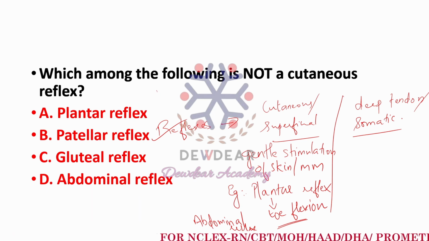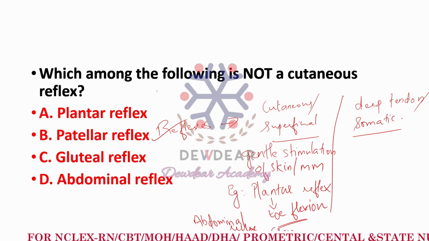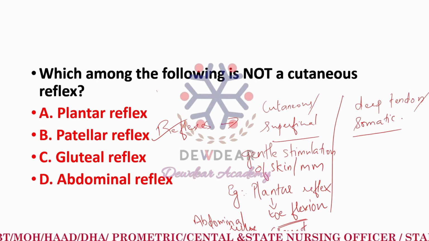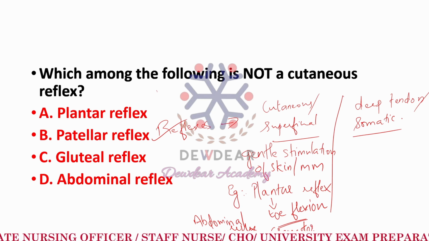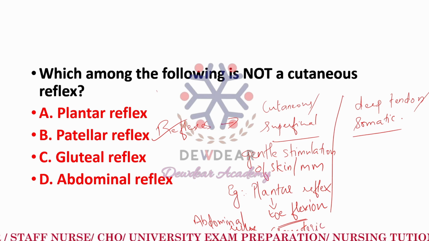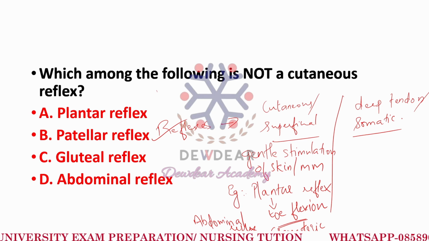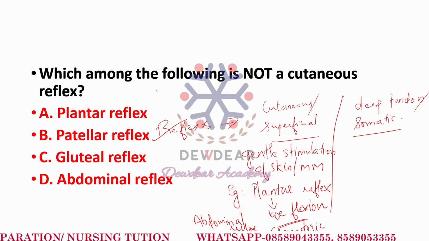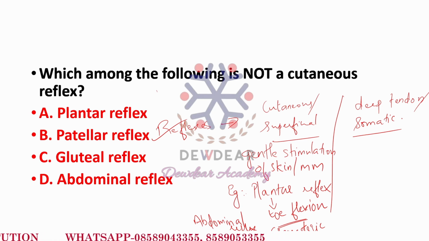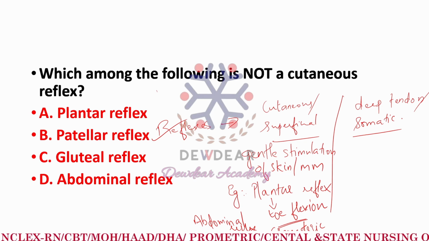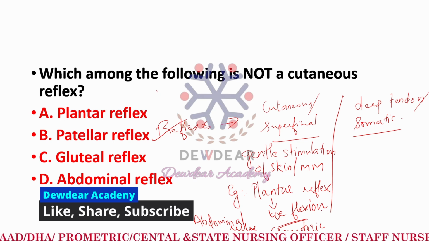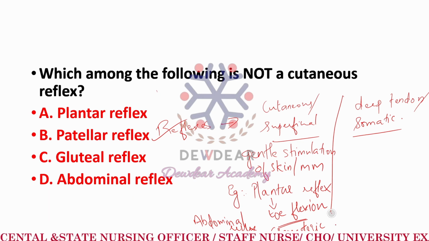We have another reflex also, the cremasteric reflex, which is also an example of a cutaneous or superficial reflex. What is the cremasteric reflex? Stroking the inner thigh of males causes the cremaster muscles to contract, which raises the testicles. So these are different examples of superficial or cutaneous reflexes.